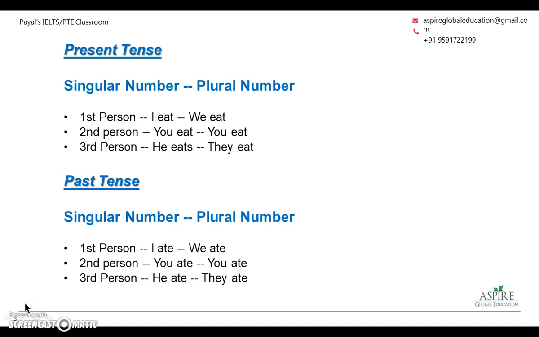Similarly, in the past tense, for the first person who is speaking, it is I ate or we ate for plural. In case of second person, it is you ate, both in singular and plural form. And for the third person, it is he ate or they ate.